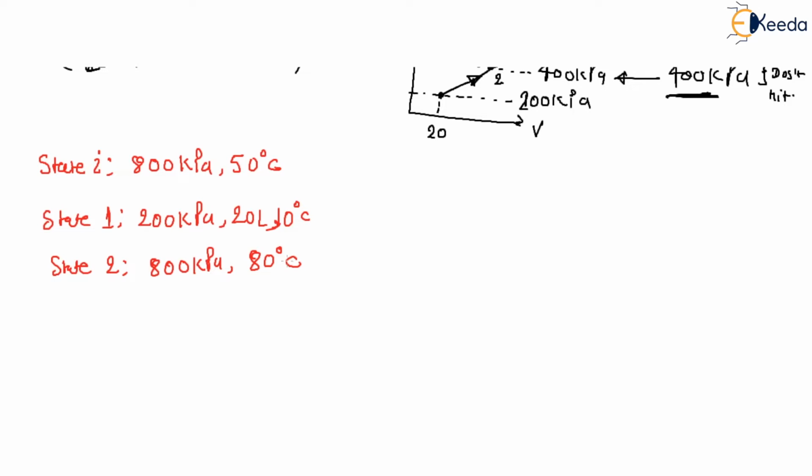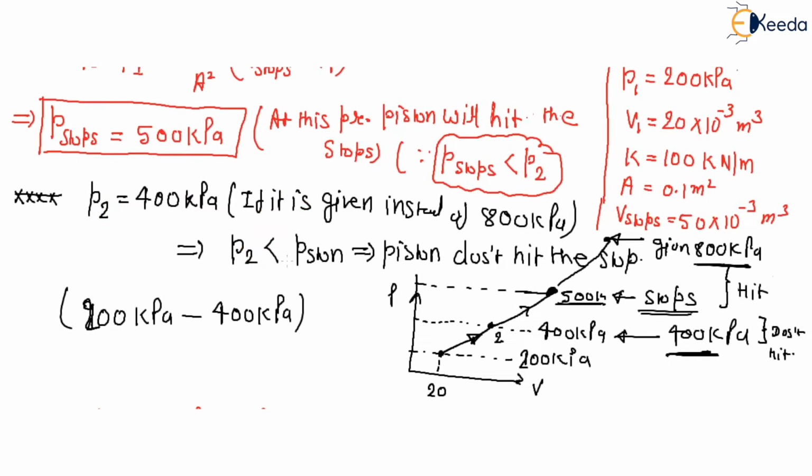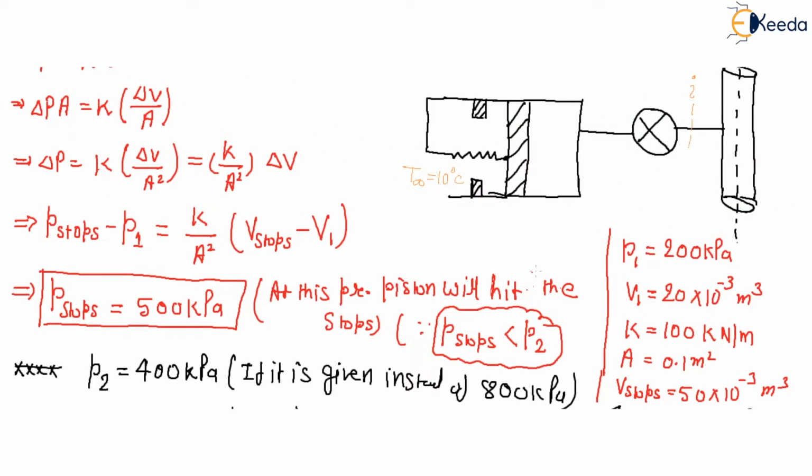Okay, second question: taking the inside of the cylinder as a control volume, calculate the heat transfer during the process. If you supply a fluid, this is our control volume. Why? Because fluid is flowing in. So what is the heat transfer?